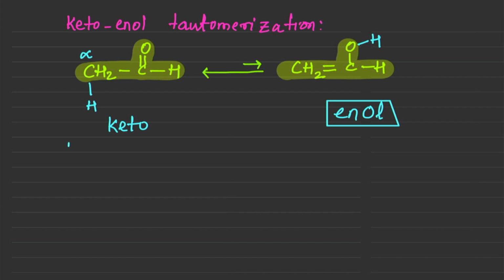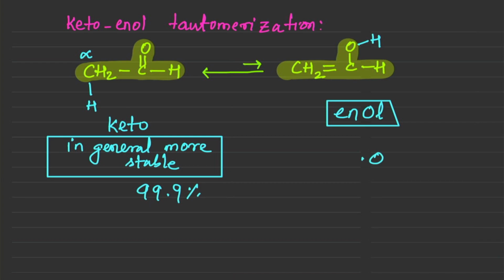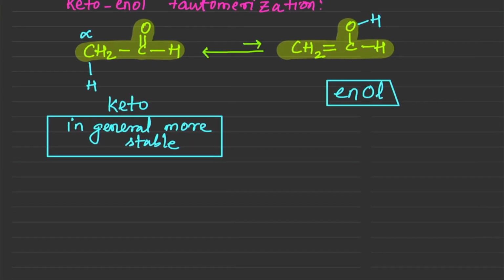So keto, in general, is more stable unless there is a specific scenario. In general, ketones are more stable. That's why you see the equilibrium is more biased to the left side. If you have a solution, usually this one is going to be almost 99.9%, and this one would be 0.1%. But compounds do exist where you're going to have a mixture of keto and enol versions of the compound. So in general, keto is more stable.